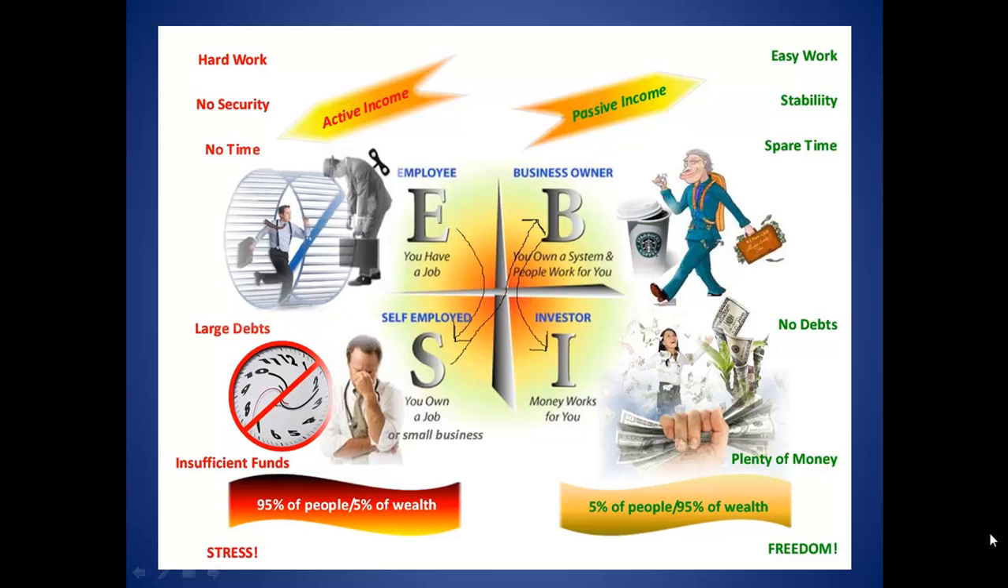Up top is something that we should certainly look at. On the left-hand quadrant here, we're looking at active income. Again, that issue of trading time for money. Whereas on the right-hand quadrant, which is where we need to be for true financial independence, that is going to create true passive income for you. Okay?